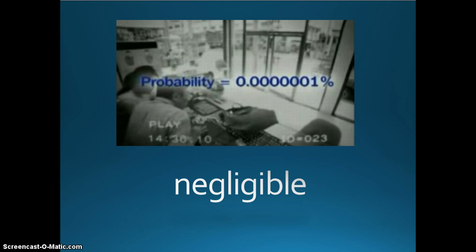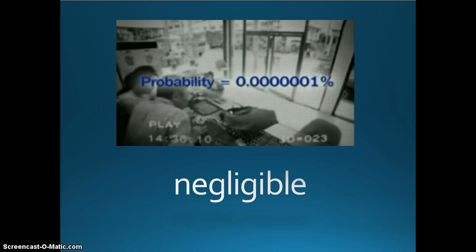Next page, negligible. Okay, negligible is an adjective. It has the first syllable accented. It's often a term used in math and science. It's so unimportant that it can be disregarded. So unimportant that it can be disregarded.